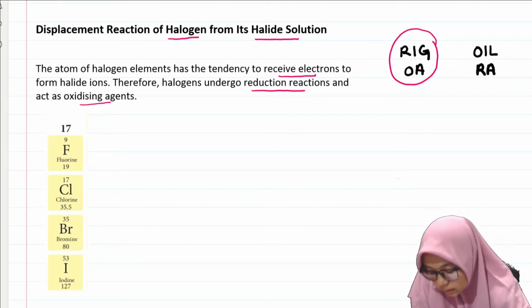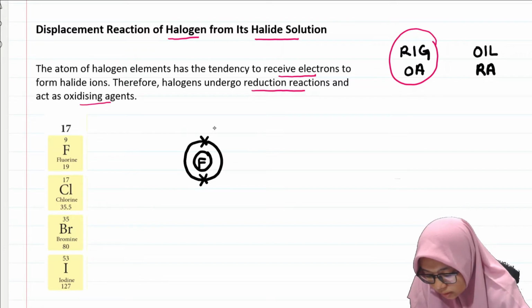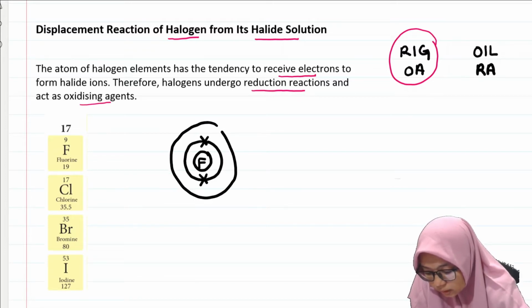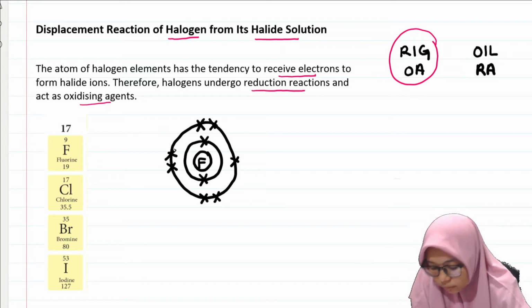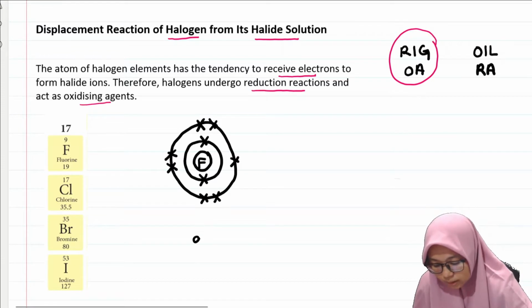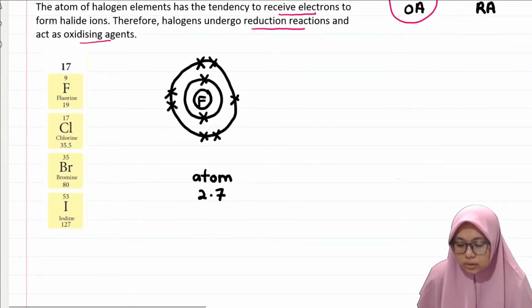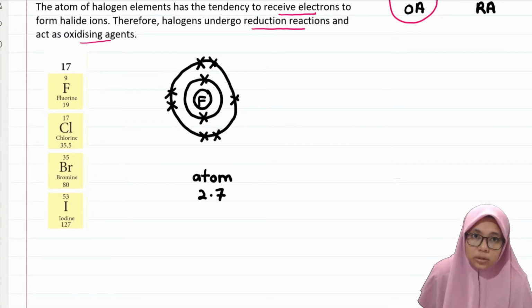So let's look at the electron arrangement of the fluorine atom first. So for the fluorine atom, the electron arrangement is 2.7. The atom has 7 valence electrons. This is according to the total number of protons. So the total number of protons is equal to the total number of electrons. So this is a fluorine atom. The electron arrangement is 2.7. So as you can see, the fluorine atom here hasn't achieved a stable octet electron arrangement.